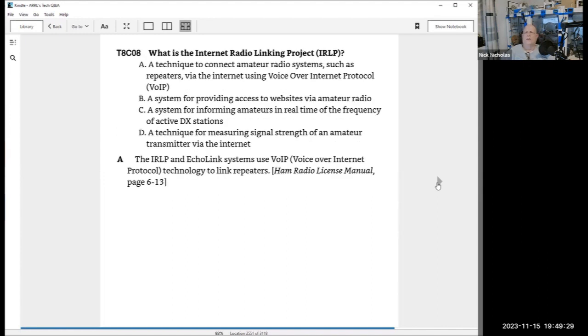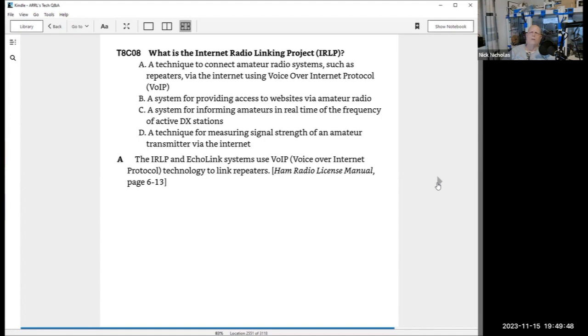What is the Internet Radio Linking Project? I'm pretty involved in it. It's what I was talking about before. IRLP, that's what I couldn't think of. It's the Internet Radio Linking Project. I drew a mental blank, guys. I apologize. I'm involved in this and I work with it every day. You'd think I could come up with this.